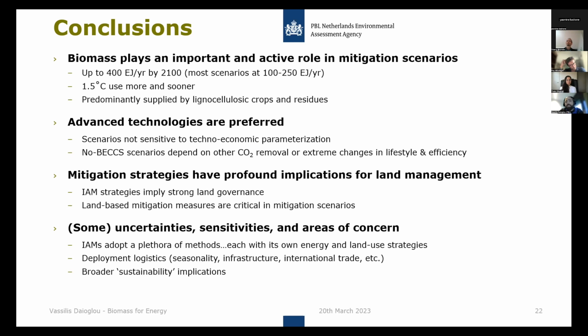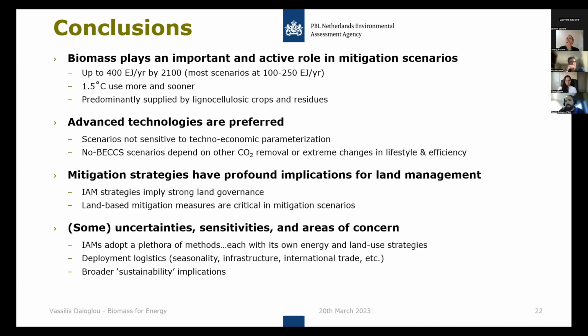And I didn't show the results here, but we did a couple of sensitivities. We see that the scenarios are not sensitive to techno-economic parameterization. So when we ran scenarios where we increased the price of advanced technologies, the model still liked them. So even if there's huge uncertainty in the techno-economic parameterization, that actually didn't affect the outcomes. Bioenergy and advanced bioenergy was attractive nonetheless.